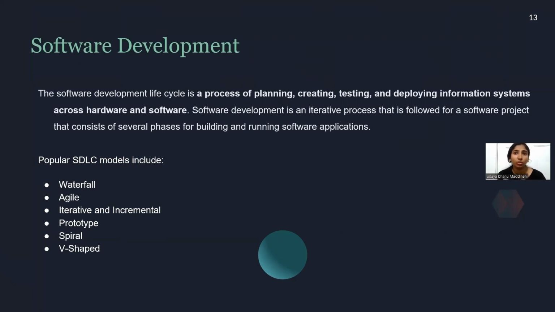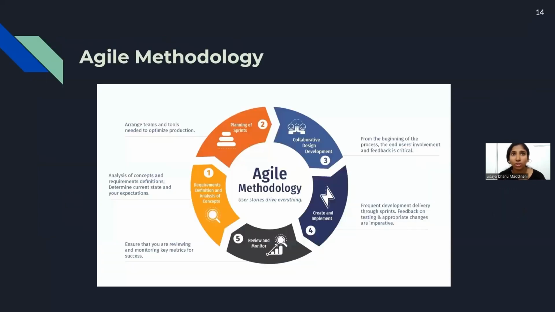Coming to stage two, we define the requirements of the project. In stage three, we design the project architecture. And in stage four, we start building or developing the project. This is how the software development lifecycle works, and it has several models like waterfall, agile, and iterative. Currently, we'll be focusing on agile methodology.